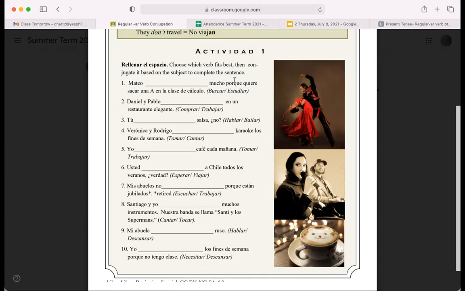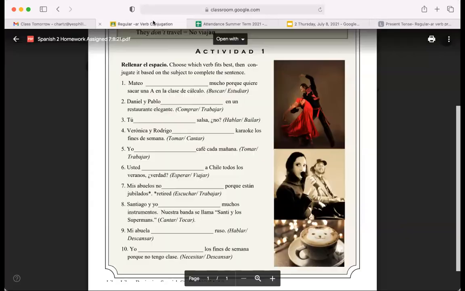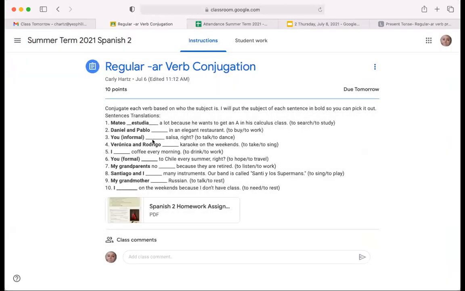TRABAJ stem. And remember, for they, because we're talking about Pablo and Daniel, you're gonna add an AN to the end. So it's gonna be trabajan. And this is all in the directions here. I'm actually going to edit this.